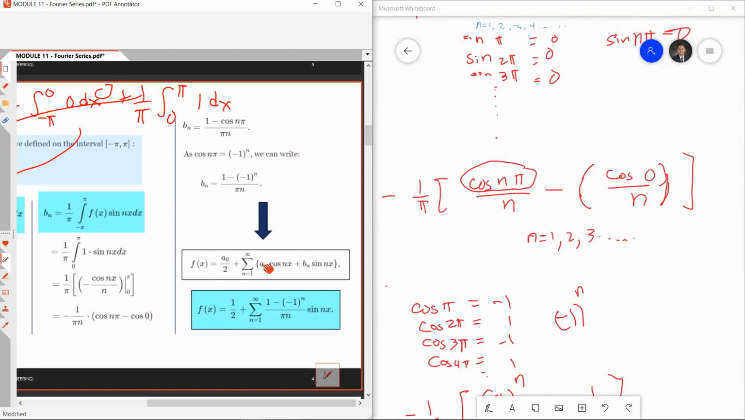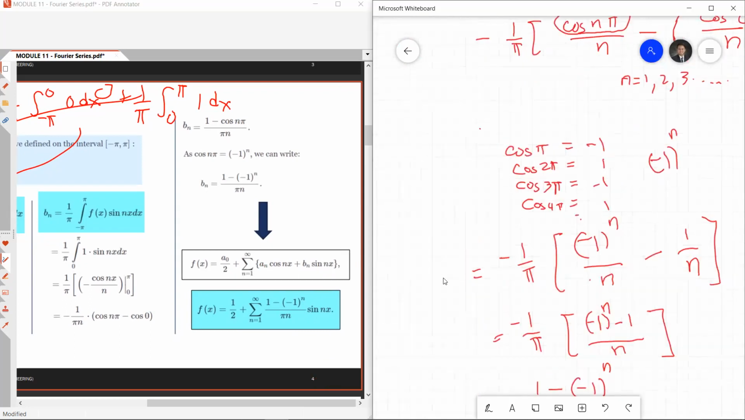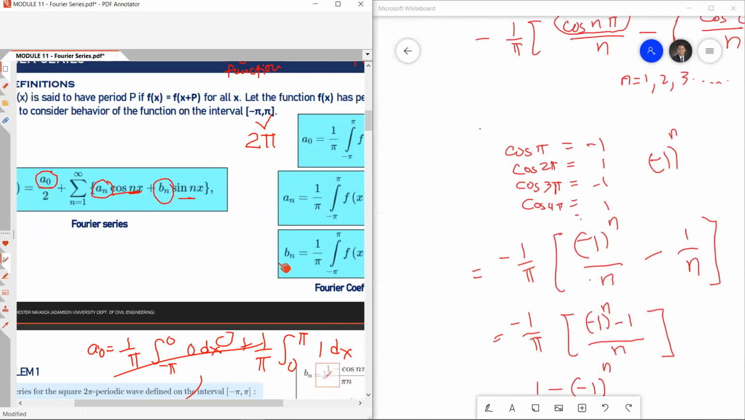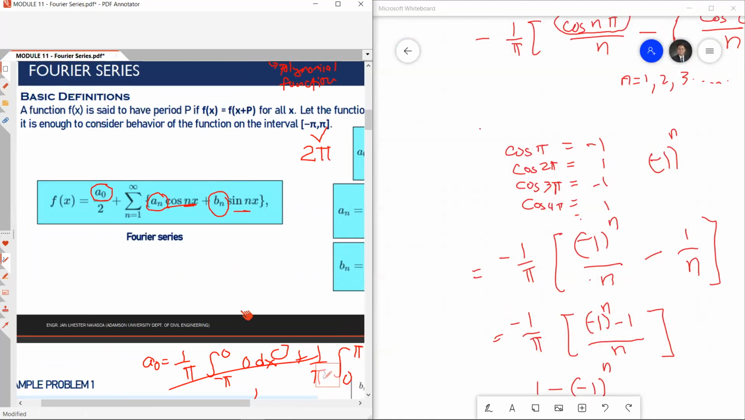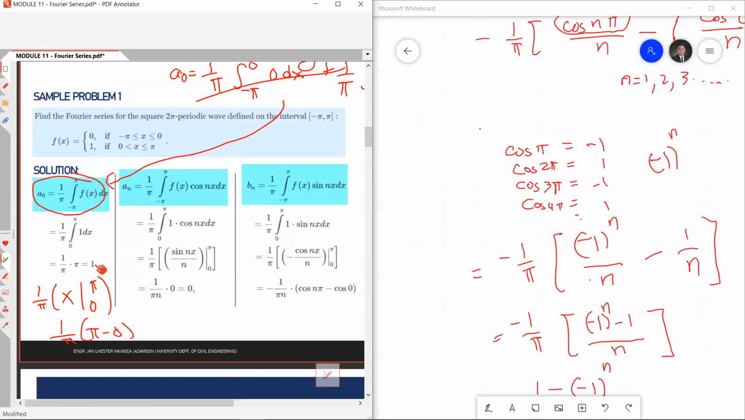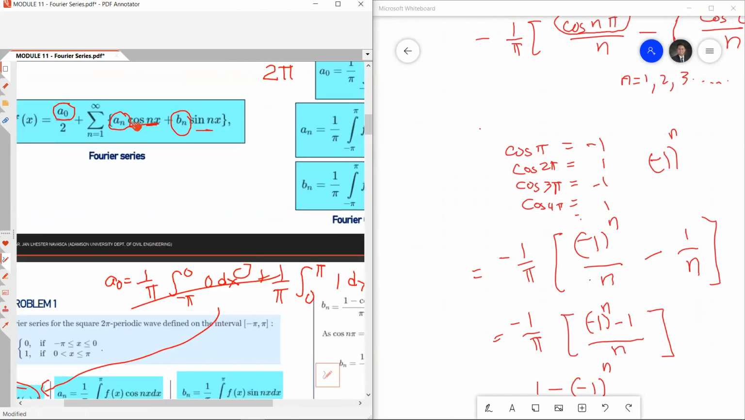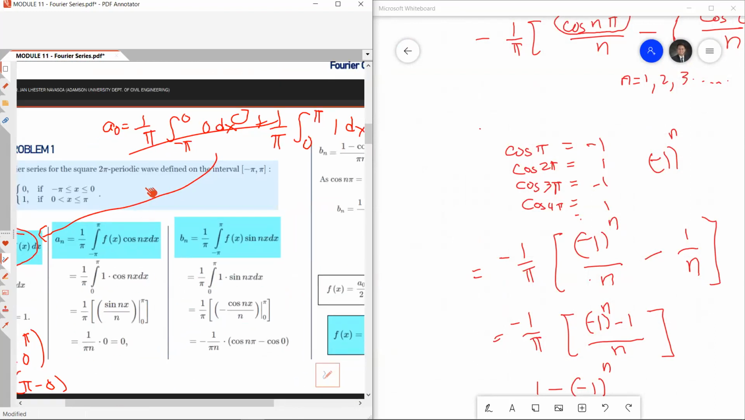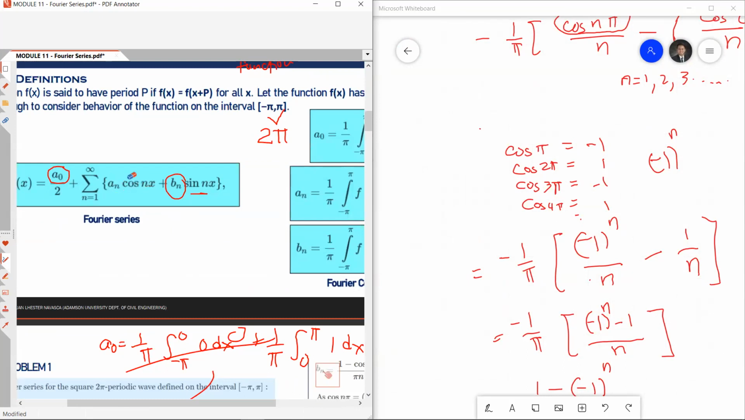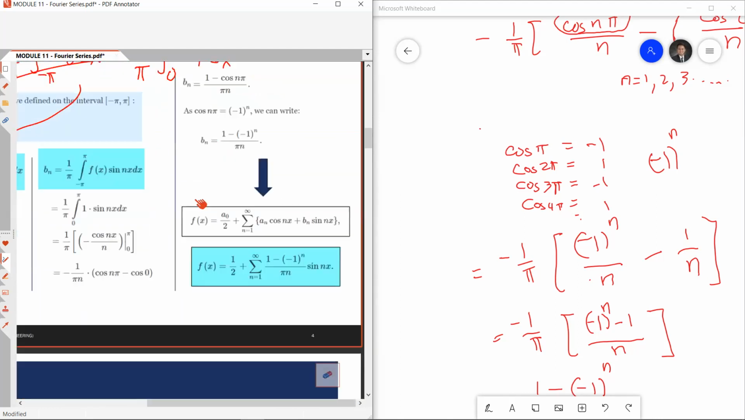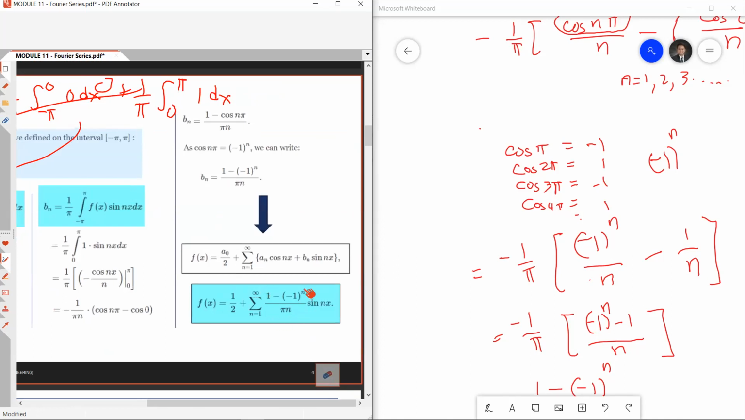Okay, so meron na tayong a sub 0, a sub n, and b sub n. You can now rewrite the function in the Fourier series. So a sub 0 over 2, which is 1/2, plus summation of what is our a sub n? 0. So wala tong a sub n natin, so mawawala yung term na to. Ang natirang term na lang is yung b sub n, which is b sub n sine of nx. So this will be our final answer.